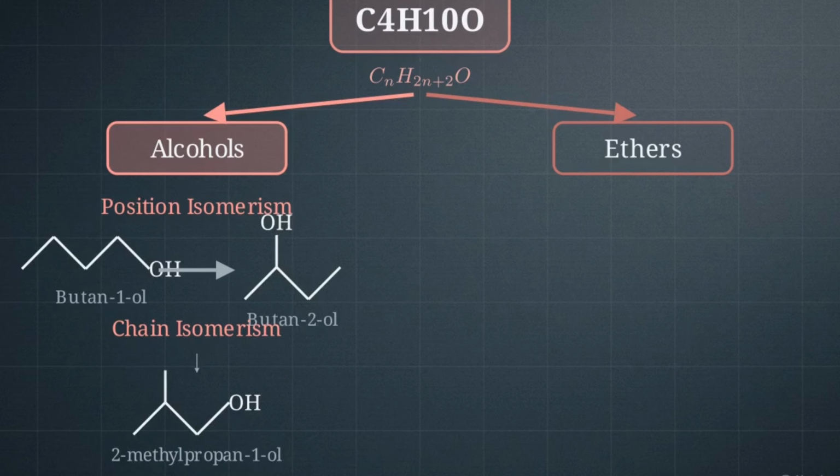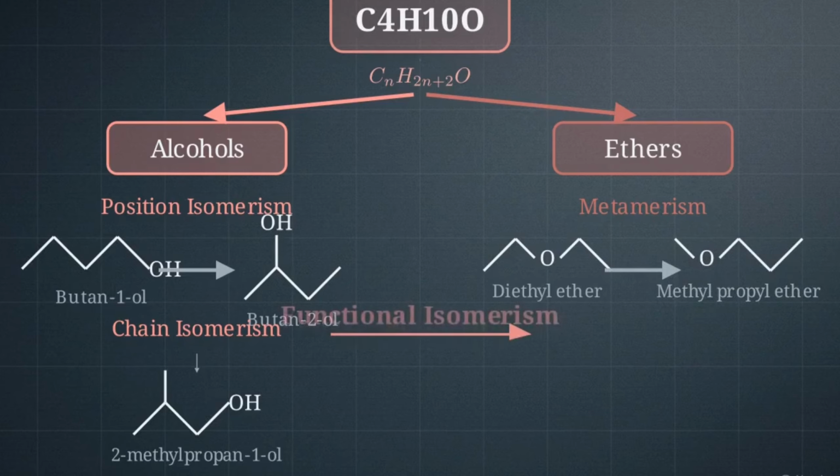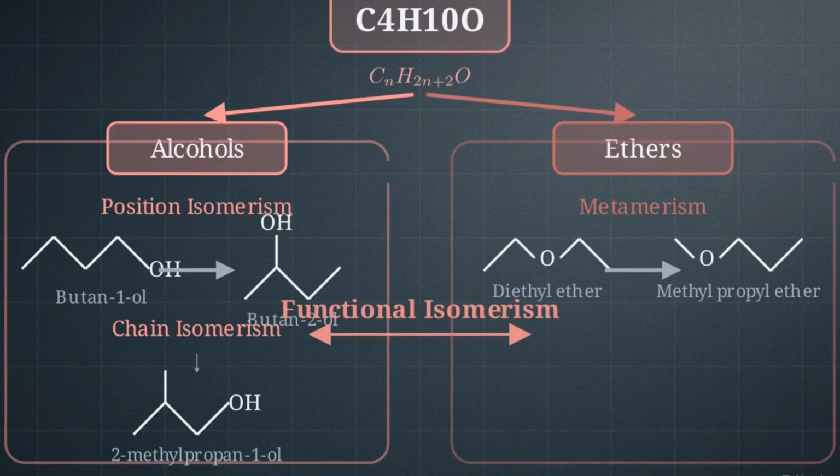Step 3, we isolate the ethers to map metamerism. We plot the carbon distributions across the oxygen bridge, shifting from the symmetrical diethyl ether to methyl-propyl ether. Finally, we map the overarching functional relationships. The alcohol pathway and the ether pathway share the exact same formula, making every structure in the left cluster a functional isomer.